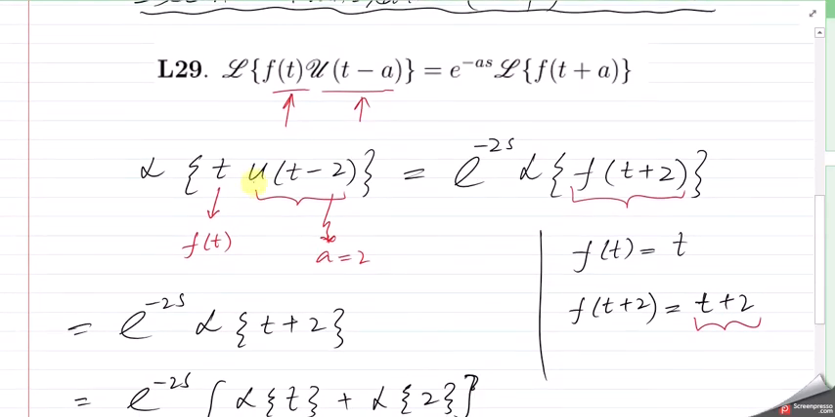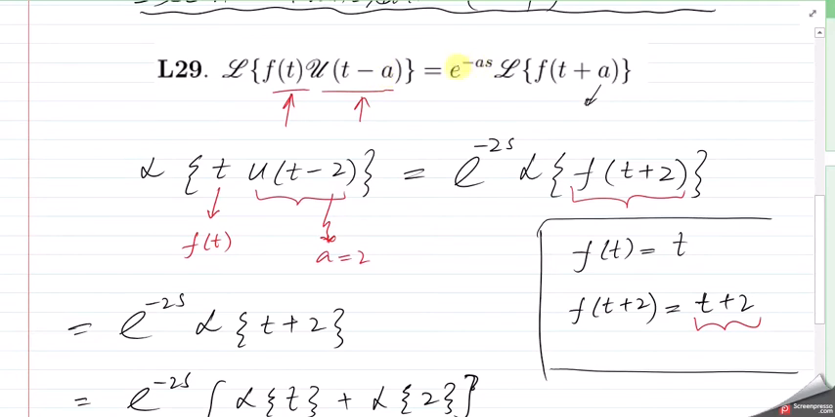Whenever we have a unit step function multiplied with another function, we take the Laplace of the function, but first we have to shift it by a. So if f of t is our function, we write f of t plus a. Where do we get a? A is coming from here, t minus a. So that's where the a is coming from.